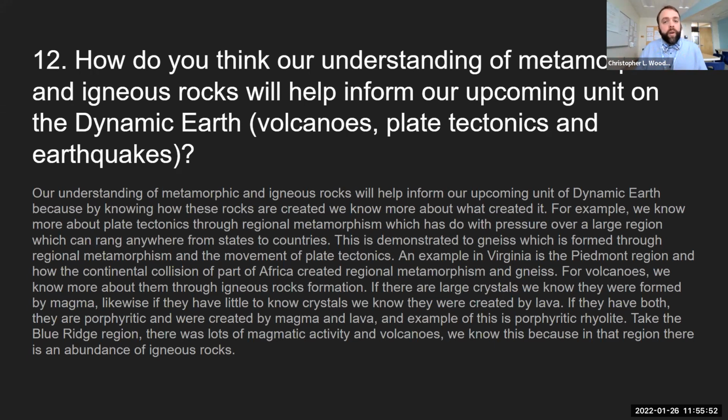Then we have igneous rocks. Igneous rocks tell us about volcanism. If it has large crystals, we know that the volcanism was contained within the earth, cooled very, very slowly, and made things like granite. If they erupted onto the surface and they cooled very quickly, we know about the mineral consistency of that magma or lava, and that it erupted either explosively or quietly, depending on what it is. Take the Blue Ridge region, lots of magma contained within the crust, creating those intrusive igneous rocks.